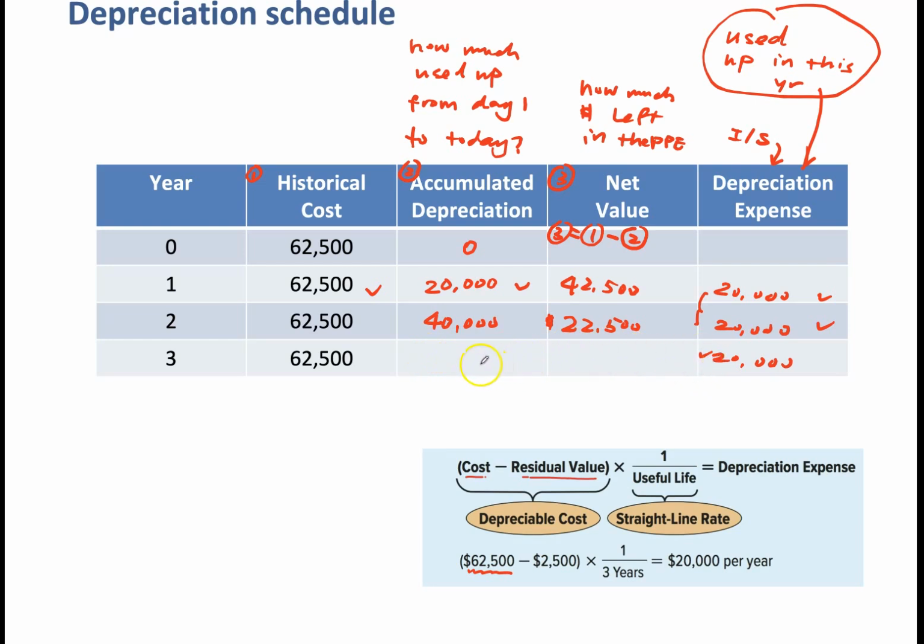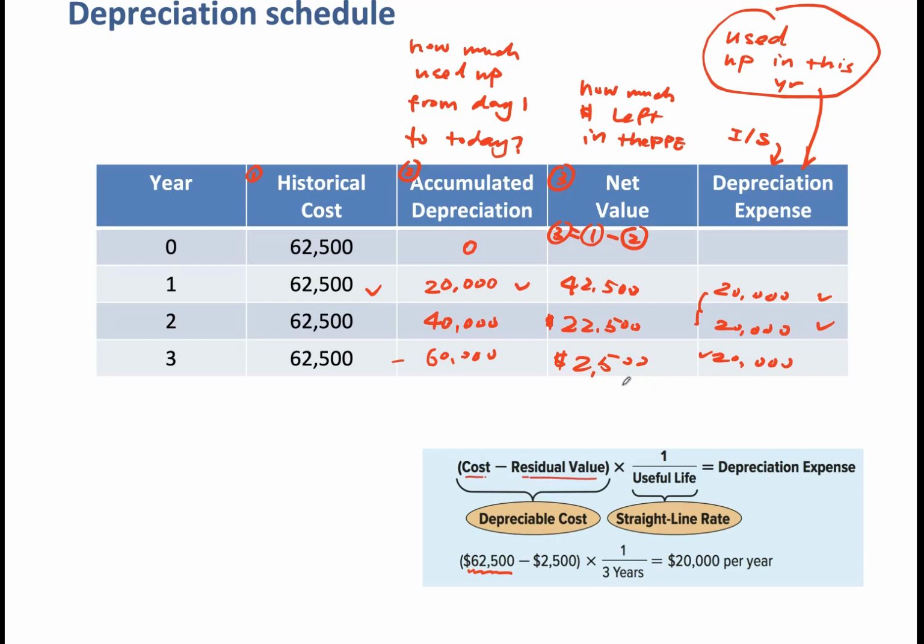So in year 3, accumulated depreciation will be 60,000. Okay, it is just the 20 plus the 20 plus the 20. So that's the 60. And how much is left in your vehicle? That's 62,500 subtracting the 60,000. That's 2,500. Right? Wait a minute. Why doesn't my vehicle go to 0? Why is there a 2,500 left in the vehicle?